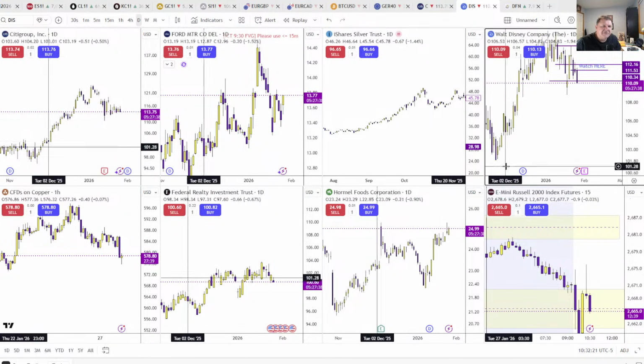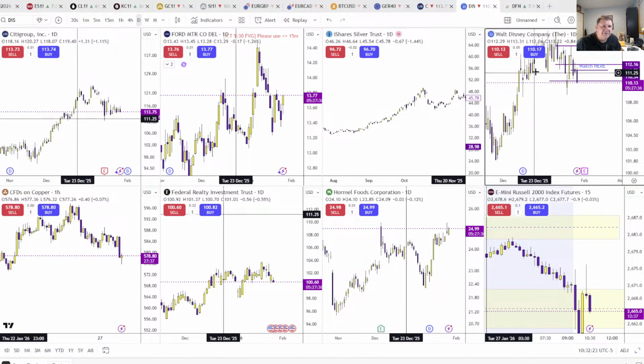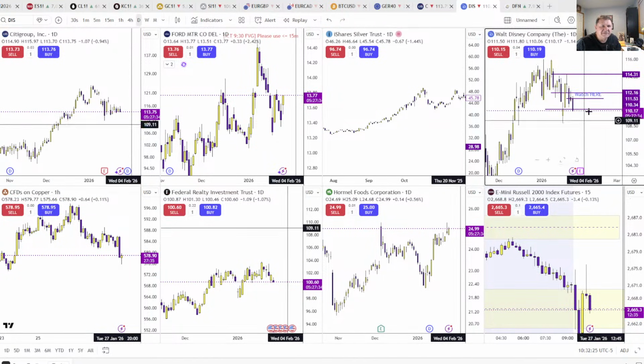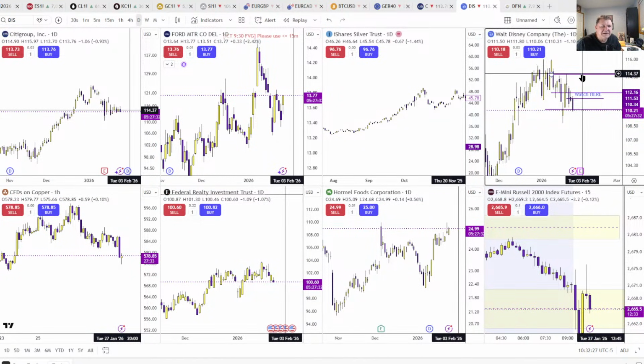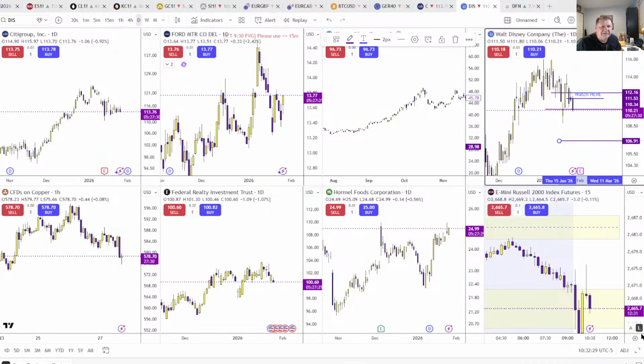We're inside this internal range liquidity, so pull your fib from low to high. Look for 50% of this area here now. So where's my next little sticks going to be? Let's have a look at Disney.